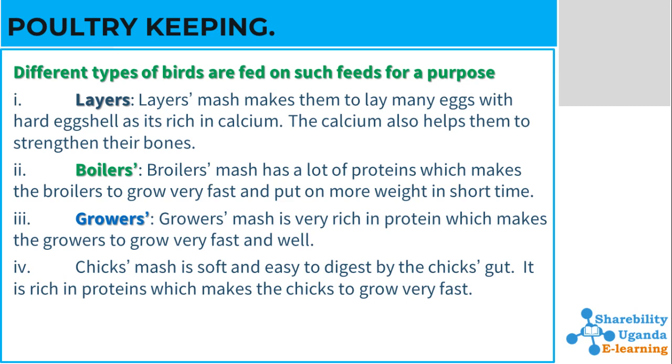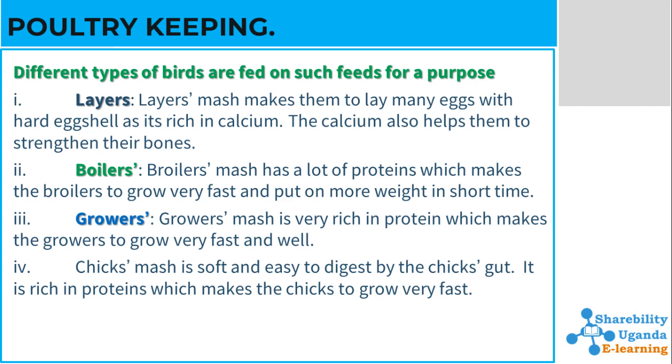Layers are fed on layers mash because it makes them lay many eggs with hard eggshells, which is rich in calcium. The calcium also helps them to strengthen their bones. Broilers are fed on broilers mash because it has a lot of proteins, which makes them grow very fast and put on more weight in a very short period of time. Growers mash is very rich in protein, which makes the growers grow very fast and well.